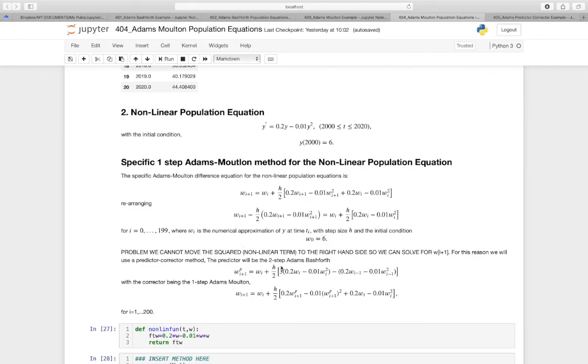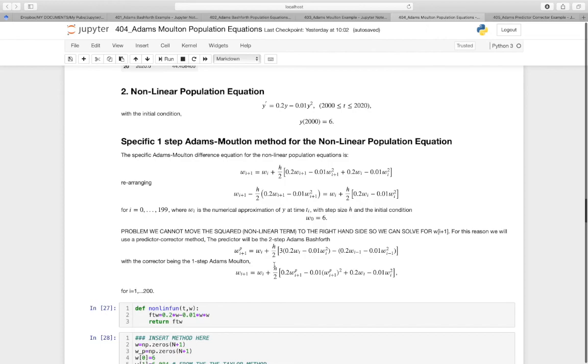So that's a massive problem. And that leads us into the introduction of the predictor-corrector method, which I'll talk about in the next video.